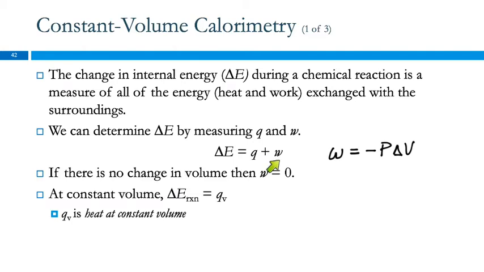And so that makes this term go away, which makes the calculation much simpler. And so we can say that delta E for the reaction is equal to Q. We put a subscript V here to indicate that this is happening at constant volume.